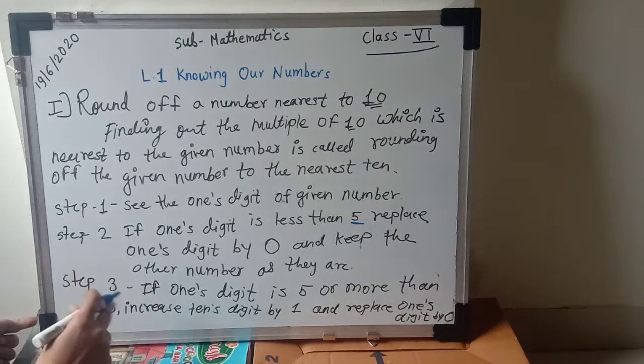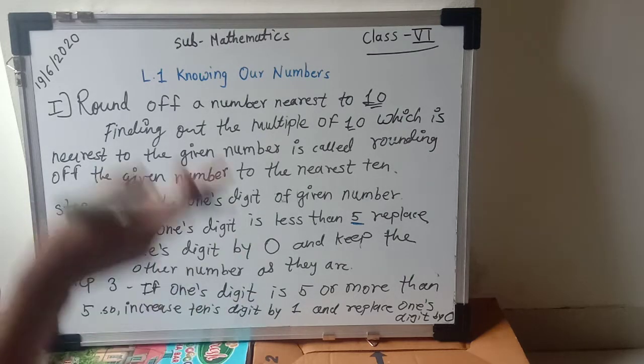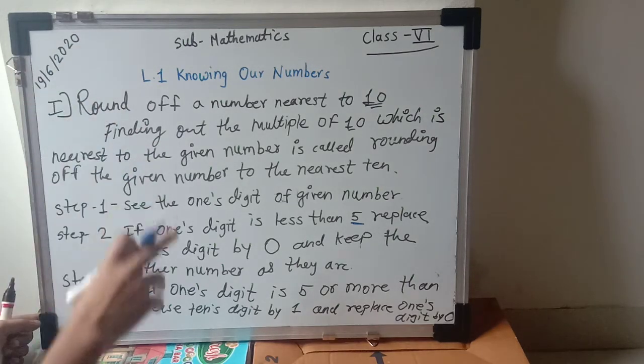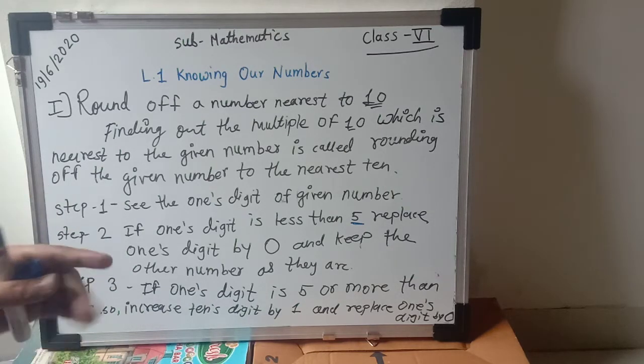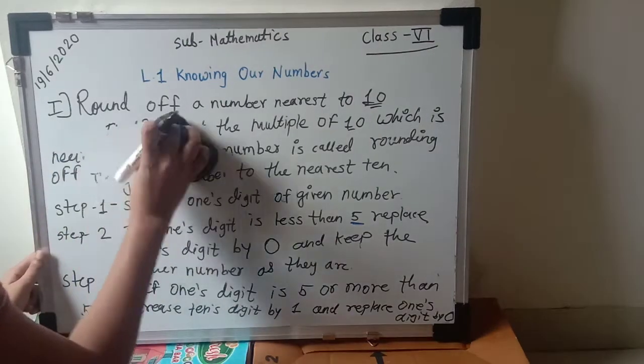Now step 3: if the ones digit is 5 or more than 5, we have to increase the tens digit, whatever number is there on the tens place, by 1, replace the ones digit by 0 and write the other numbers as they are. Now let's see more examples to understand it better. I hope you understood the steps when we round a number to the nearest tens. Now let's see the examples.